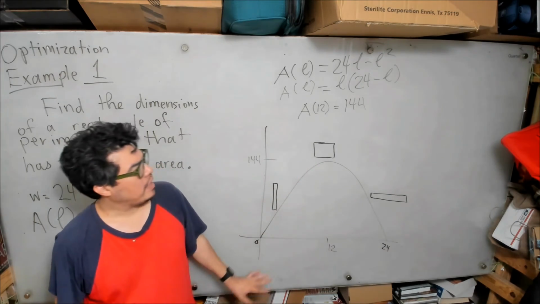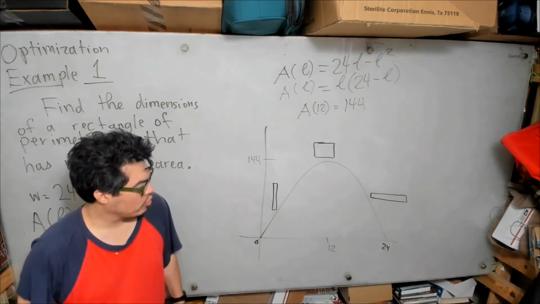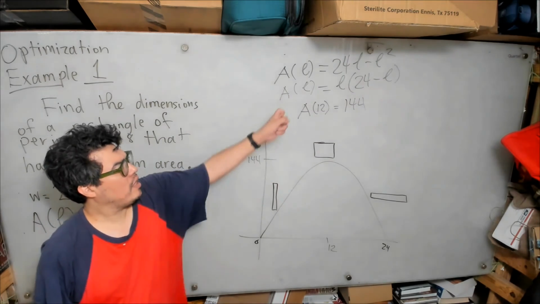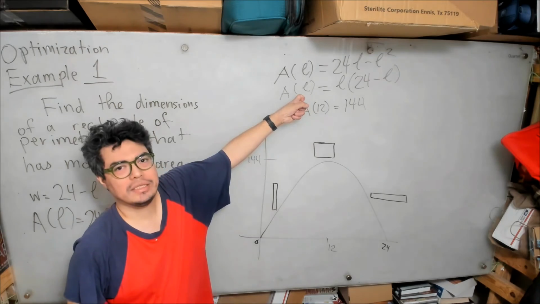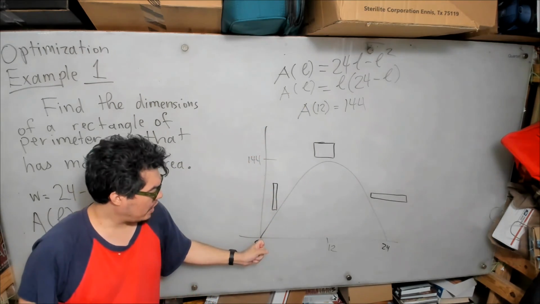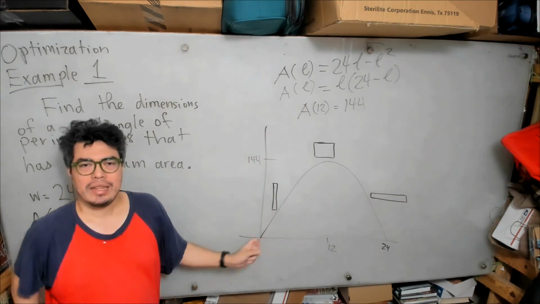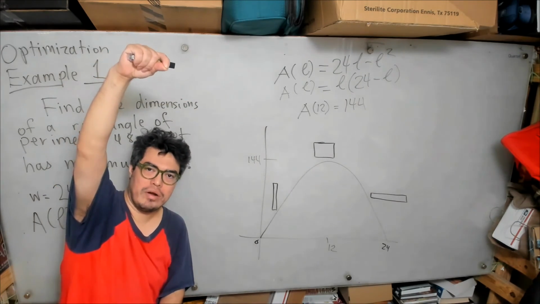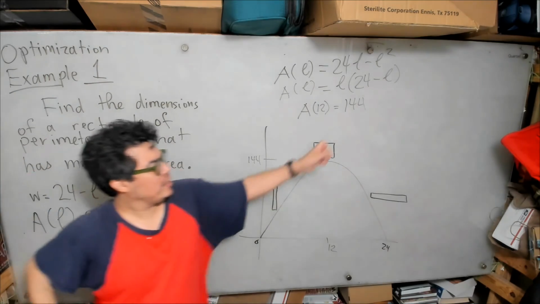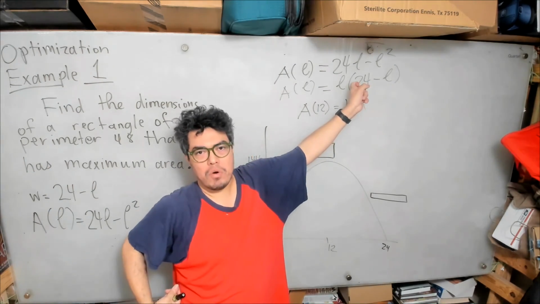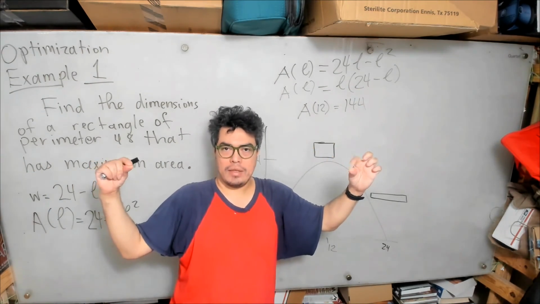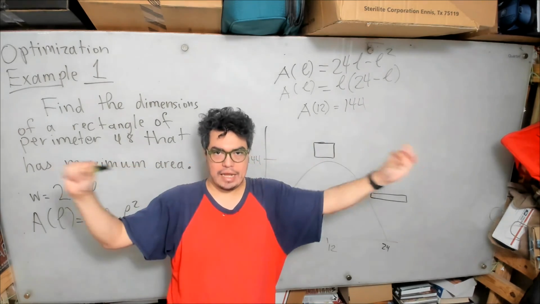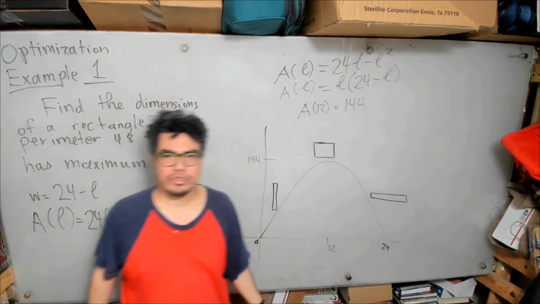Okay, and now let's talk a little bit more about what's going on here. A of L equaling 0 means that the area is 0. And if you think about it, when we get to L equals 0, that means a rectangle that has no length. So it's basically just a straight line, so it has no area, of course. And by the same reasoning, when L is equal to 24, then you don't have any width for the perimeter to be 48. So you get a flat horizontal line, right? And that also has no area.